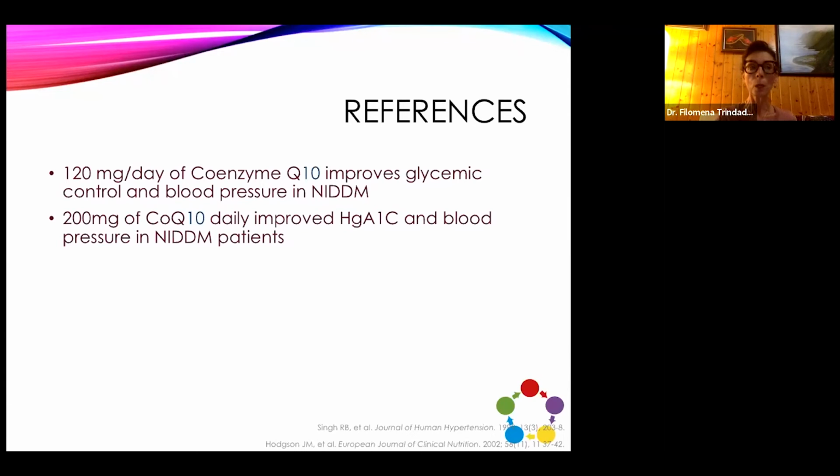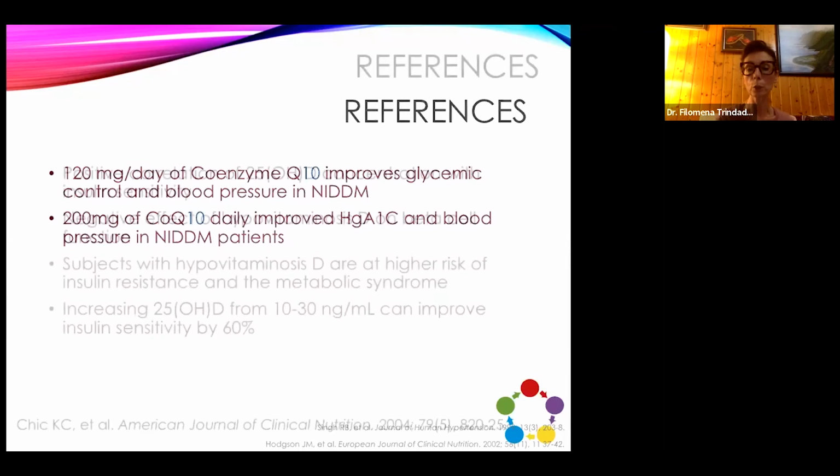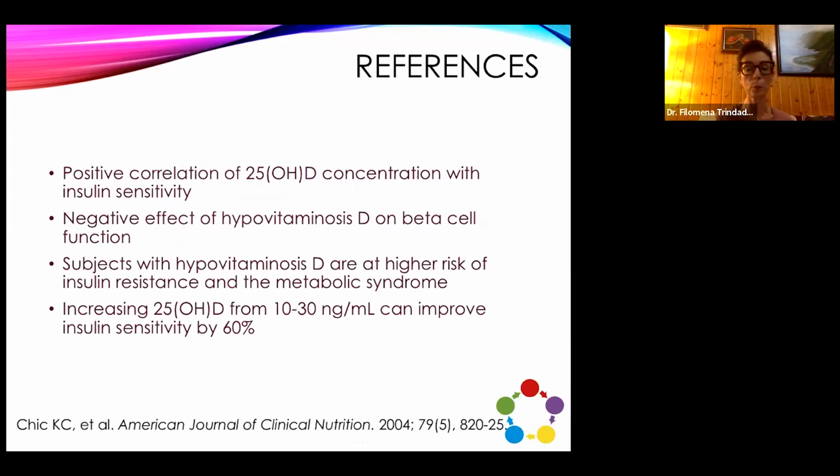CoQ10. With CoQ10, you may want to go up a little higher. If you're measuring serum levels, you usually want your levels to be 3 if they have insulin resistance or diabetes or cardiovascular disease. But we know initially we had studies of 200 milligrams a day could actually improve your hemoglobin A1C as well as blood pressure.